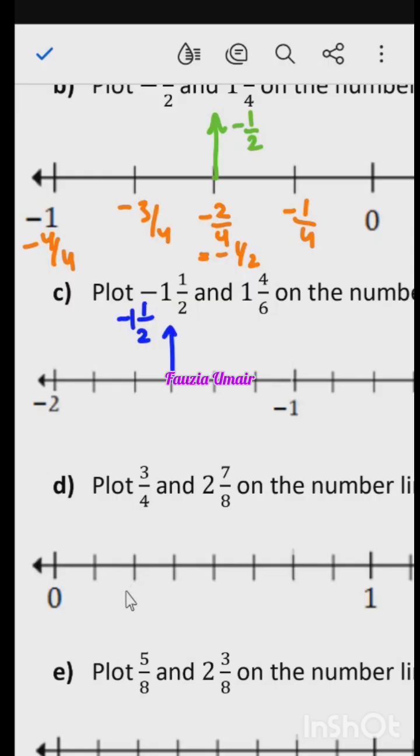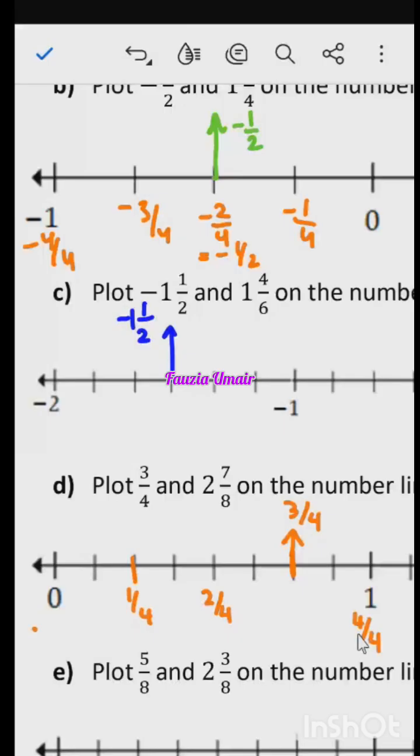Ma'am, at the 6th point. From which side is the 6th point? Ma'am, from the positive numbers. Ma'am, from the zero side. This is 3 by 4. So beta, you need to remember that there are 8 parts. So one part will make 1 by 8, then 2 more parts will make 2 by 4, then 2 more parts will make 3 by 4, and then this is basically 4 by 4, which is equal to 1.